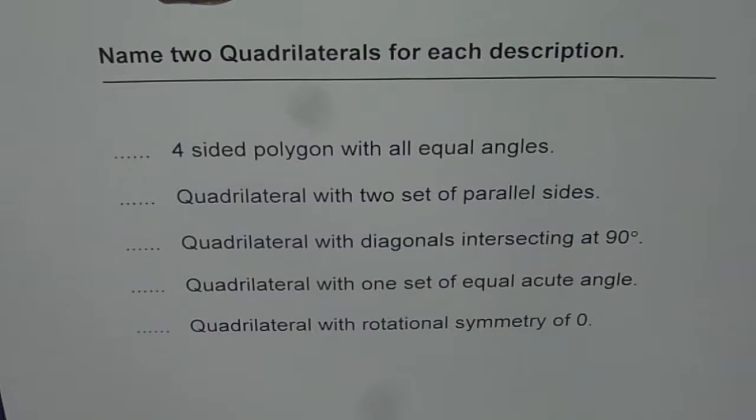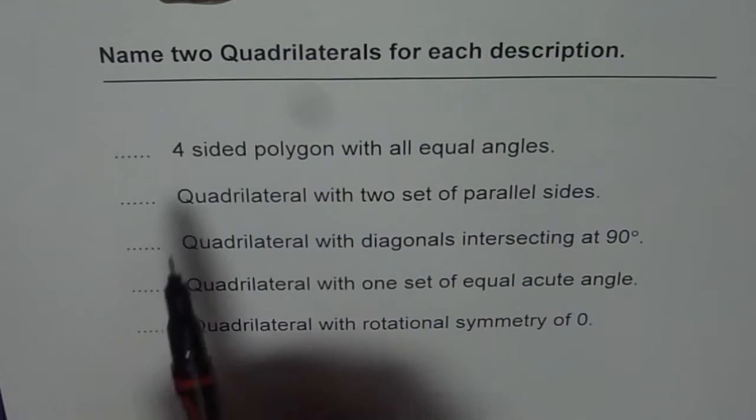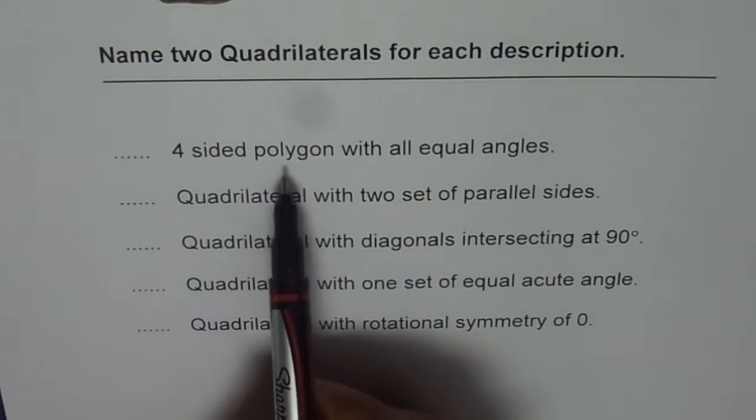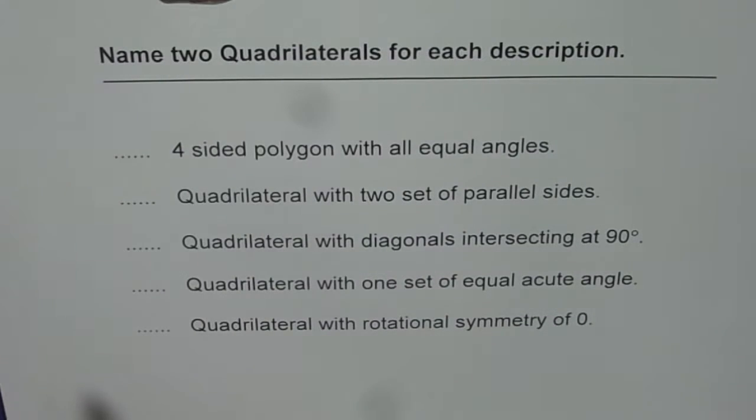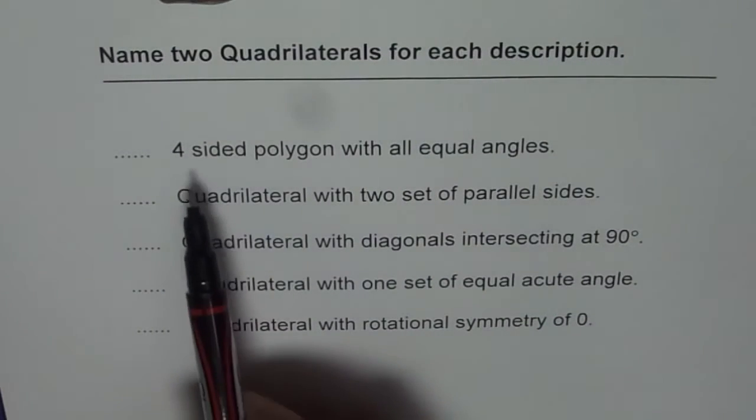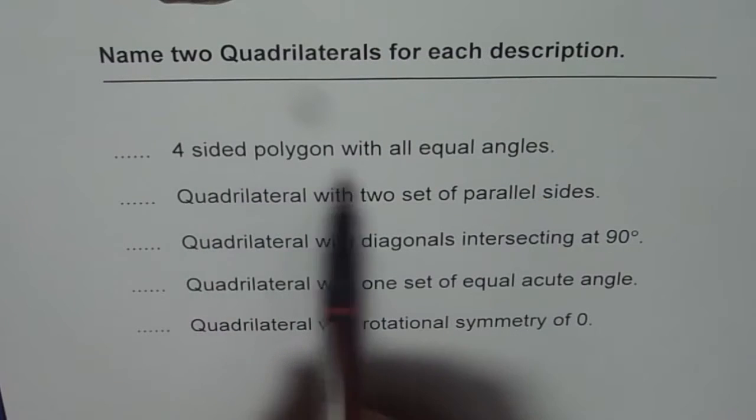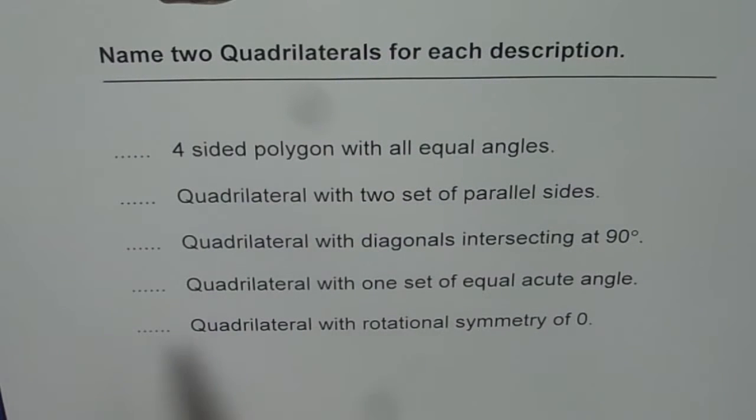Let us review quadrilaterals. Name two quadrilaterals for each description. First one, a four-sided polygon with all equal angles. Name two quadrilaterals which have four sides and all equal angles.